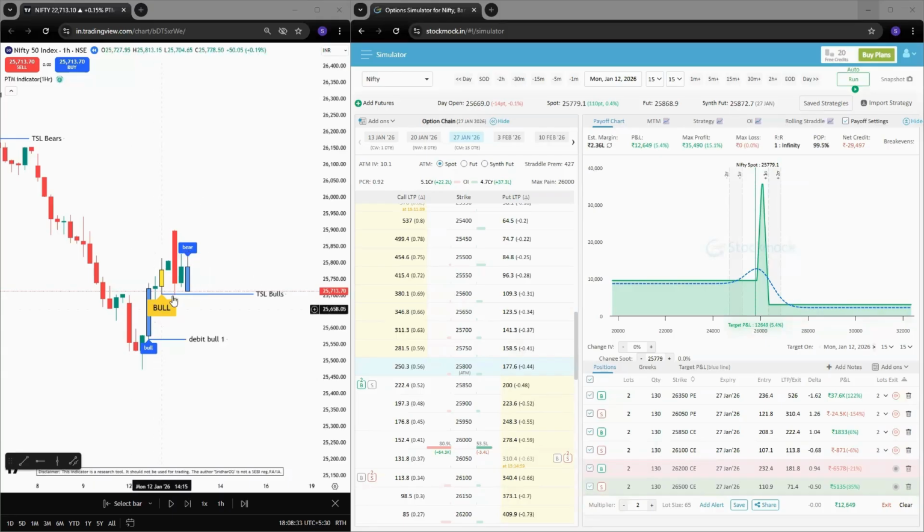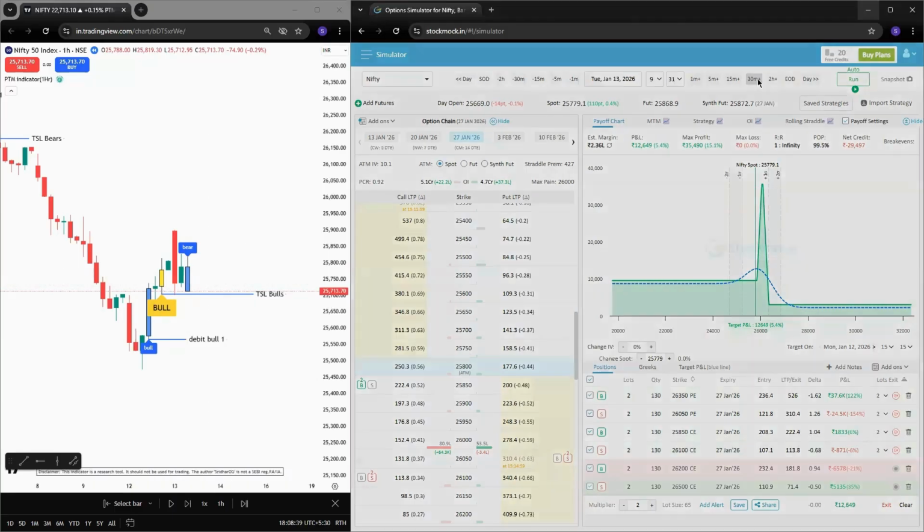So what I have to do is create a bearish position. This is the 13th of Jan 11:15 candle. So 13th of Jan 11:15 means it will close at 12:15. So I'll just go forward to 12:15.